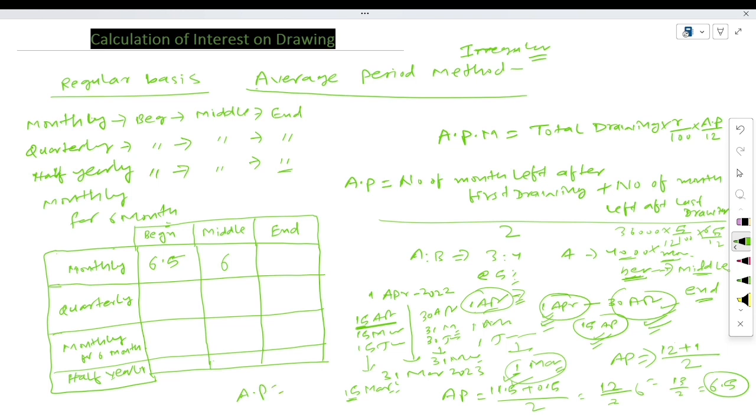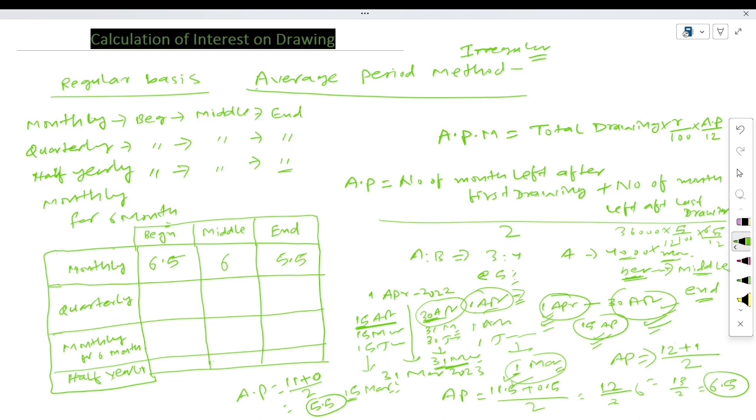Formula is here, number of months left after first drawing. His first drawing is happening when? 30th April. Then April month will not be calculated for the interest. How many months will be left here? 11, plus last drawing on when? 31st March. Then March month will also not be added, because this is number of months left after last drawing. How many months will be here? 0, upon 2. It means 5.5. So here the average period will be 5.5.